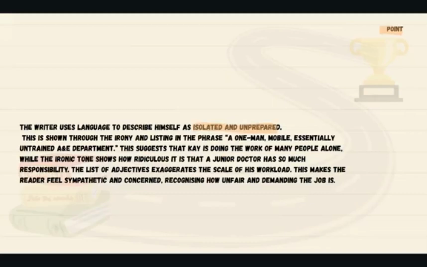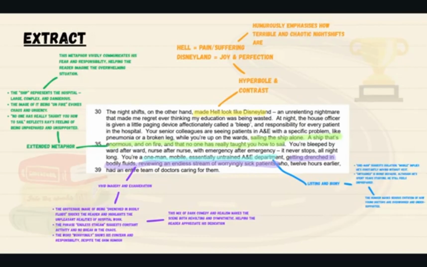Right, here in orange is the point of this paragraph. In yellow is my evidence and my quoting. In purple is my explanation, and in pink is the link back to the question. This purple quote here says, getting drenched in bodily fluids, reviewing an endless stream of worryingly sick patients. This is an example of vivid imagery and exaggeration.